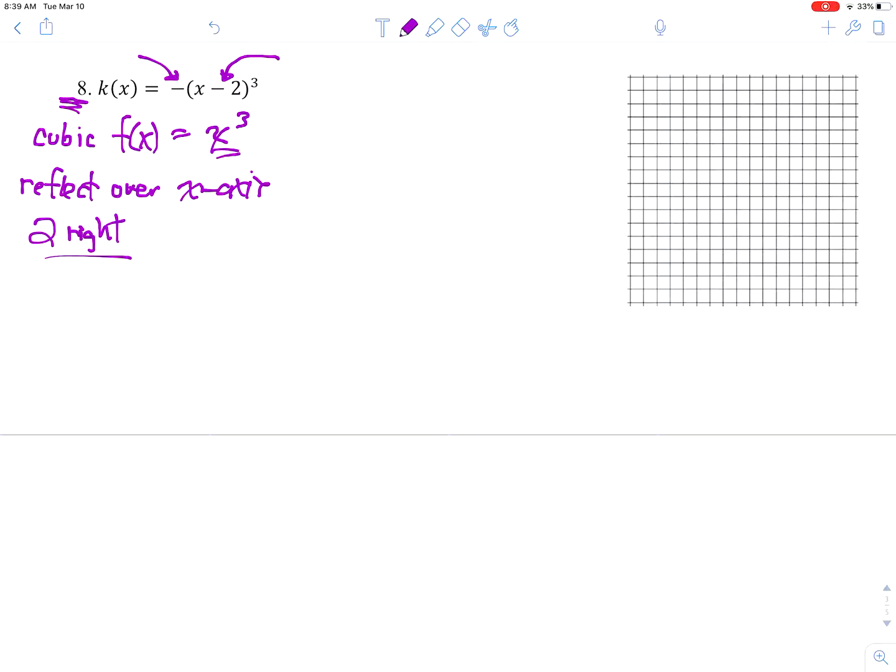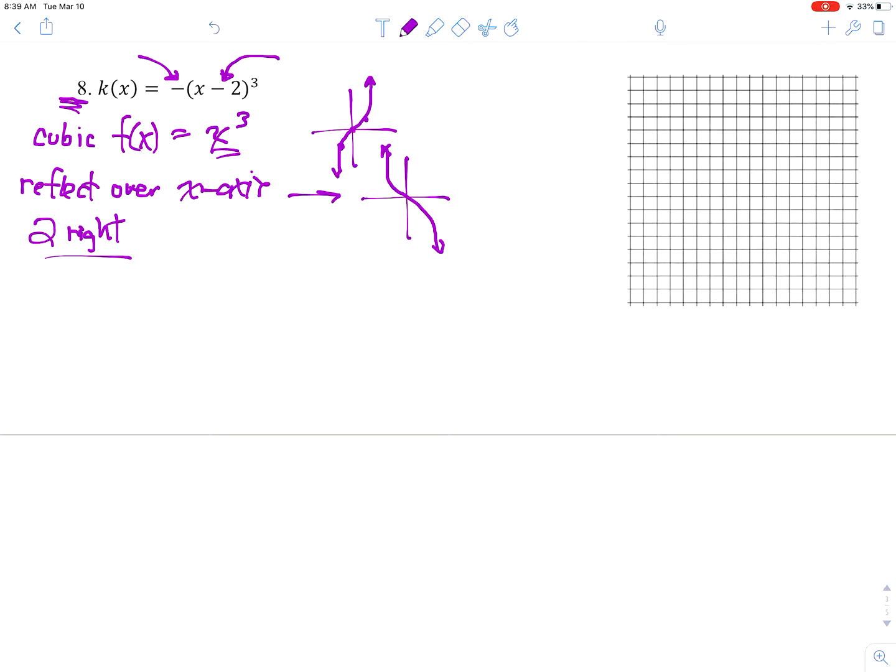Before I even put it on the graph, I go through these pieces and I think out loud. The cubic function, I know that it has an appearance kind of like this. I know those points are (1, 1) and (negative 1, negative 1). I'm going to reflect it over the x-axis, so I'm going to draw another little graph here that has this thing flipping over the x-axis. It's going to look like this.